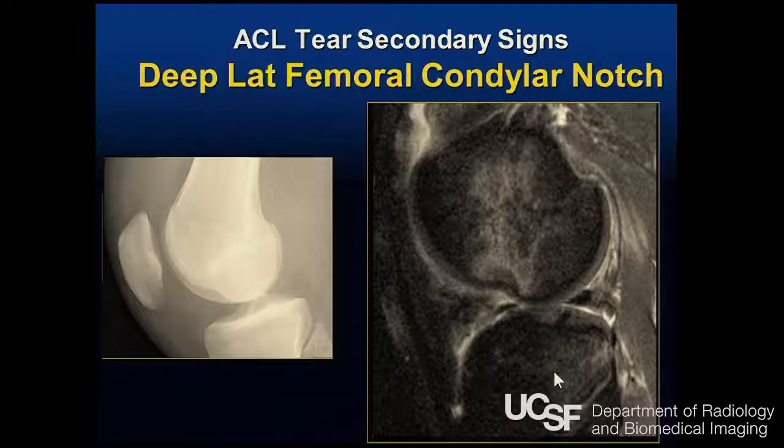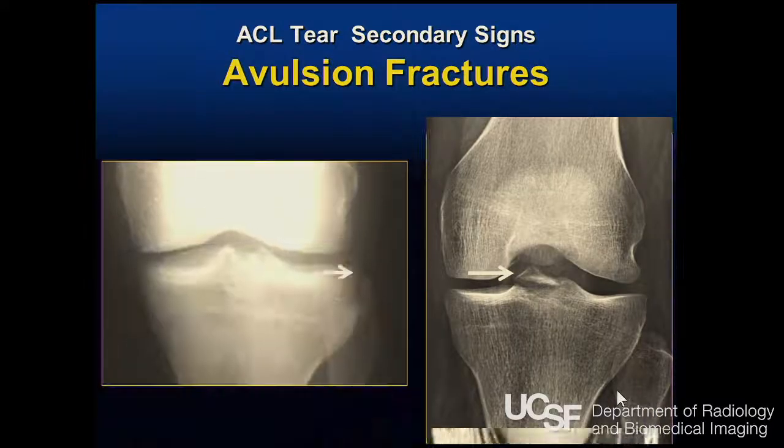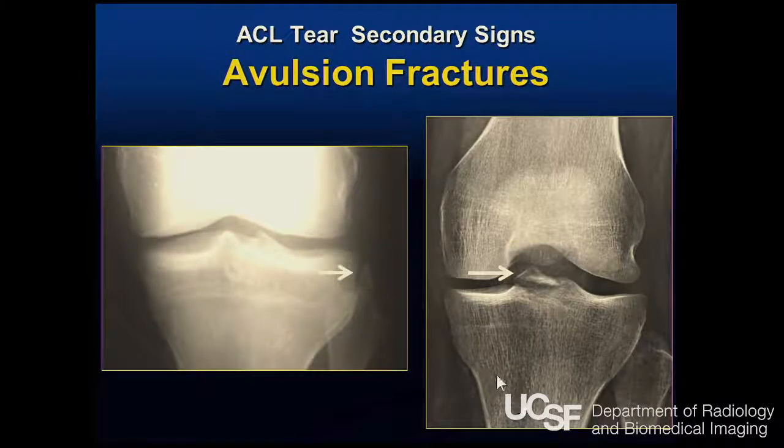Other associated findings now as a result of this contusion pattern will be, because of the impaction in this region, deepening of that lateral femoral condylar notch right in this area where the tibia has indented that condylopatellar sulcus. We may also see avulsion fractures, and the avulsion fractures are typically going to be seen in one of two ways. One, in an adult patient, we'll see something like this, an avulsion fracture of that lateral capsular ligament, a Segond fracture, again, very suggestive of an ACL tear.